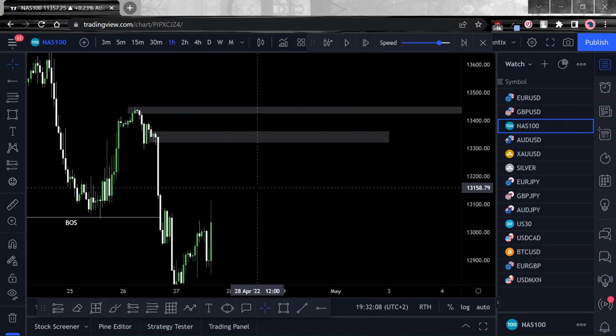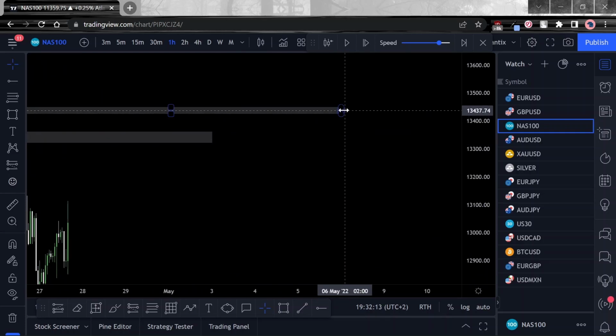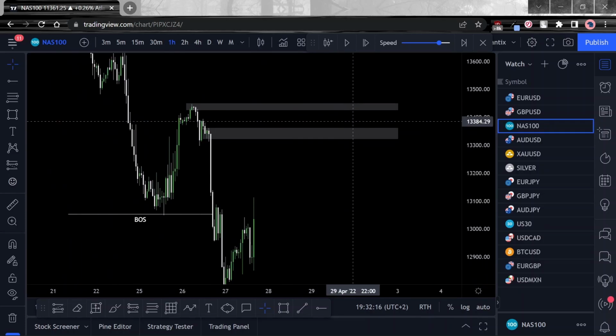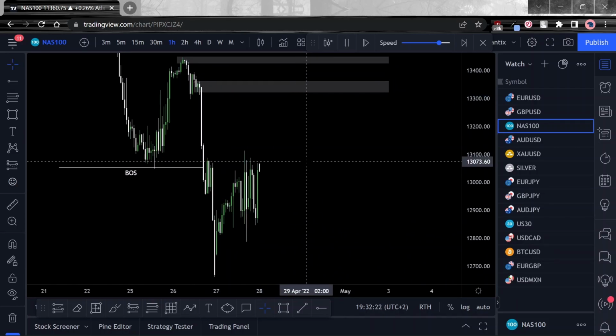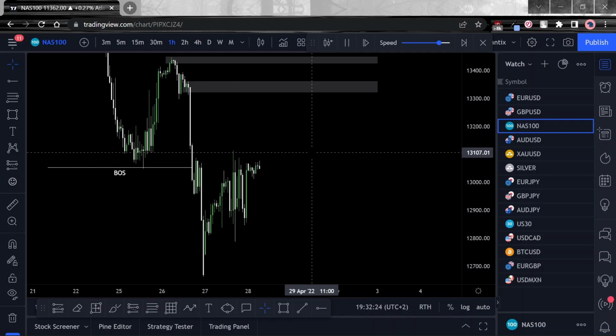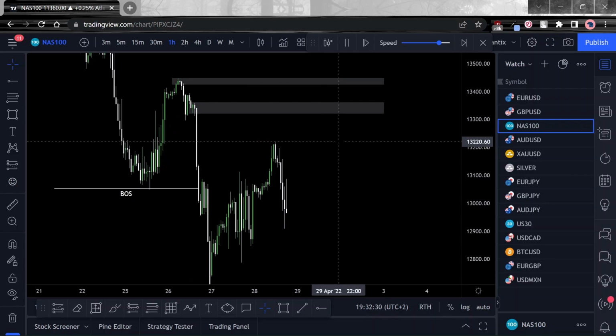But it's now about us getting our confirmations when price comes back to these zones for entry. So let's keep it neat and then let's play. So we expect price to either respect one of these zones when price pulls back, or if it pulls back, to give us at least a 1 to 3 risk reward trade.